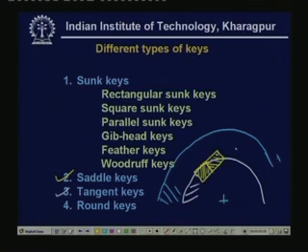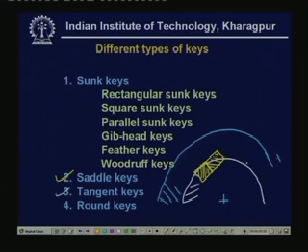This is one tangent key. Definitely it can provide torque in one direction. You will see that if the torque is given in one direction, then there is a chance of slippage, whereas if the torque is applied in the opposite direction, then the chance of slippage is quite less. This is avoided by making two offset tangent keys.